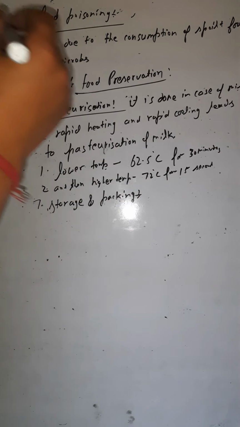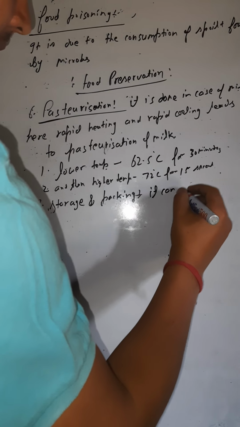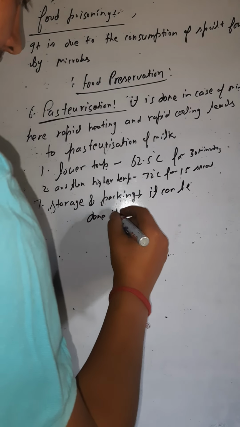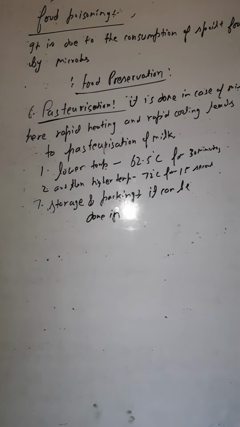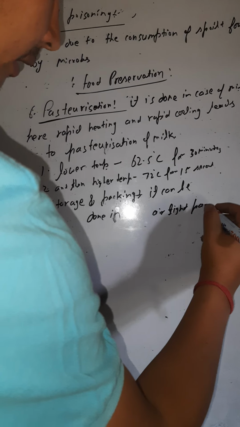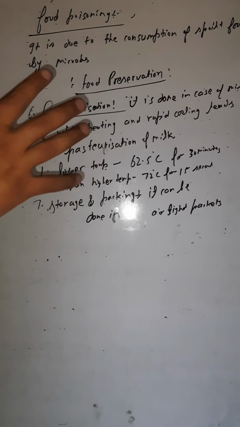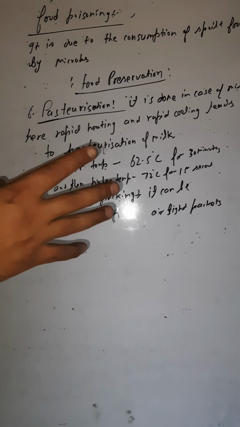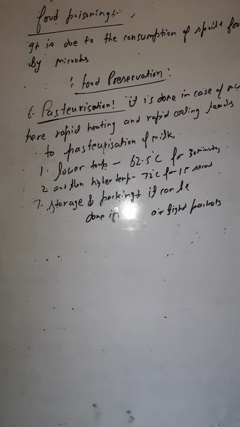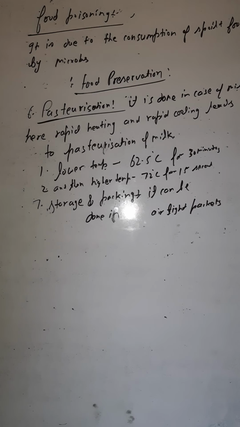You can write here: it can be done in airtight packets. You might have seen things you get from the store, like Kurkure, kept in airtight packets. Why do we keep them in airtight packets? To preserve them from microbial attacks. So these are the 7 techniques for the preservation of food.